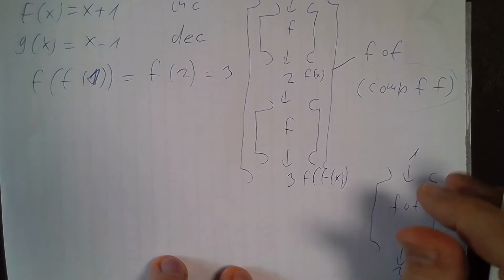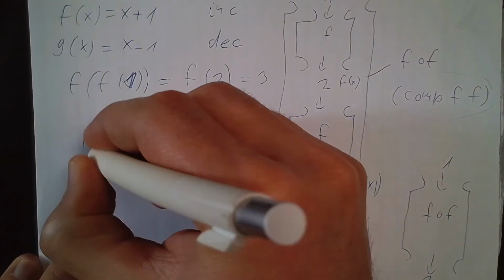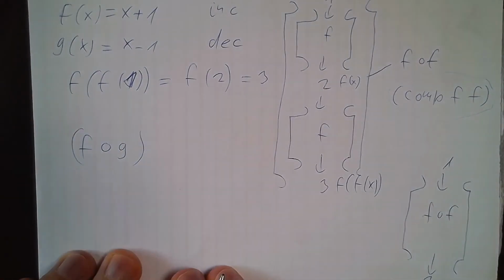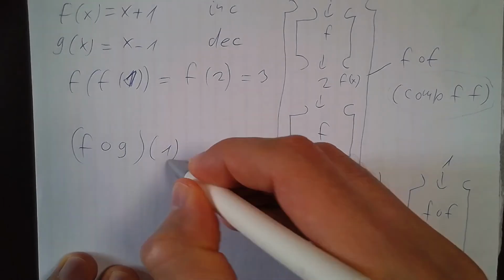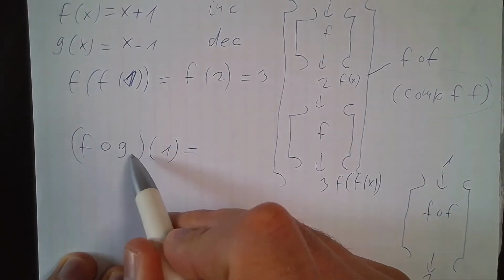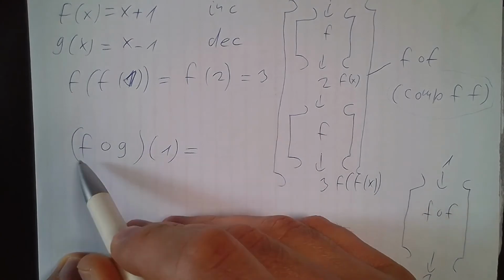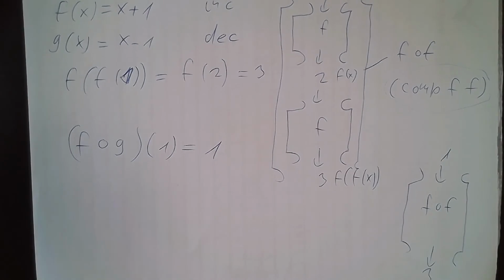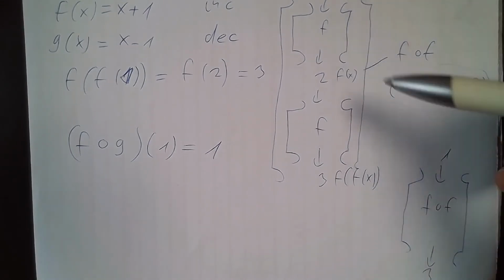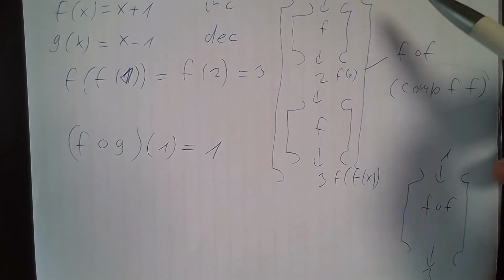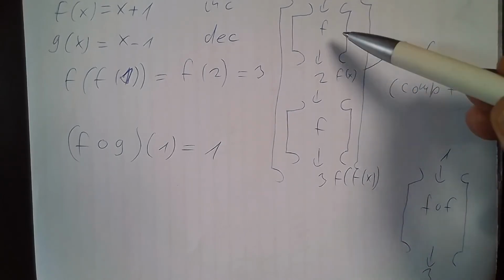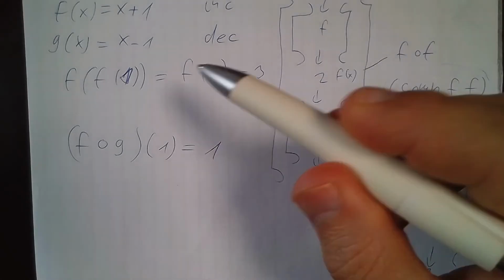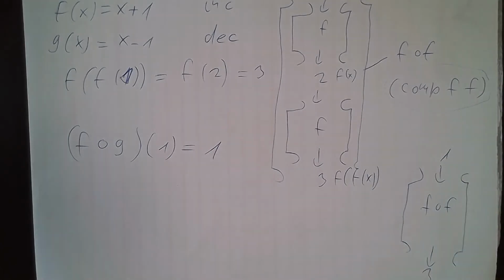And in the same way, I can talk about what is f composed with g. Now that's a function, and I apply it to 1. g of 1 would be 0, f of 0 would be 1, so that's just 1. We did the same calculation here. So that's the idea of function composition: we put together two functions and treat them as a single function. But the internal mechanism is just a nested call of functions.